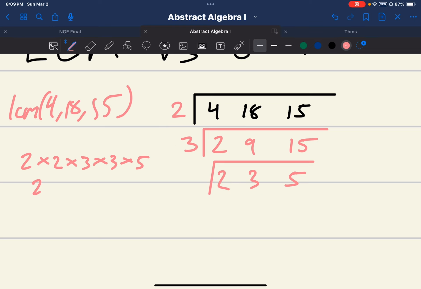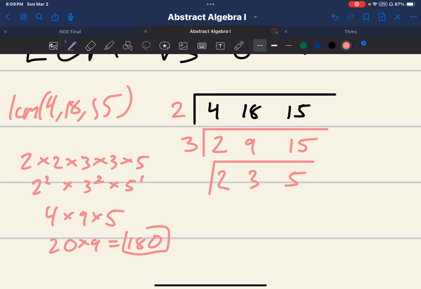Which is like 2 squared technically times 3 squared times 5. This is the prime factorization that Dr. Webson loves all the time. And that gives us 4 times 9 times 5, which equals 20 times 9 equals 180. 180 is our least common multiple. It's really nothing crazier than that.